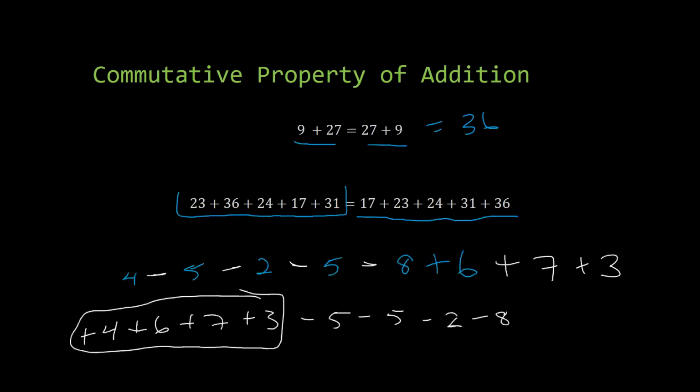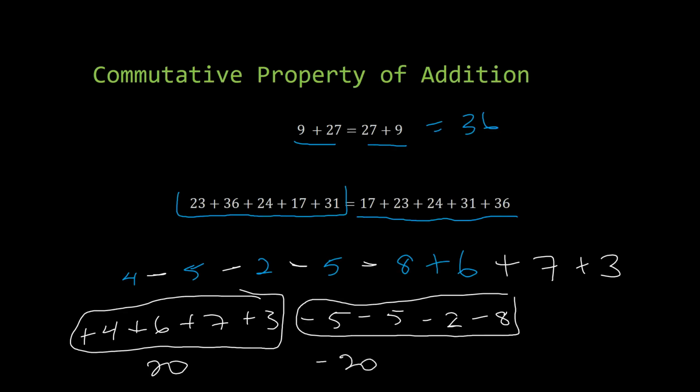Once we are able to do that, we can simply find the result of this, which is 20. And then we can simply find the result of this. Notice right away that these numbers come up to a minus 20. And once we have those two results, we'll see that we get a 0 right at the end of it. Notice what we did. We took the number with the sign in front of it and we moved it to a position that was convenient for us to work with.